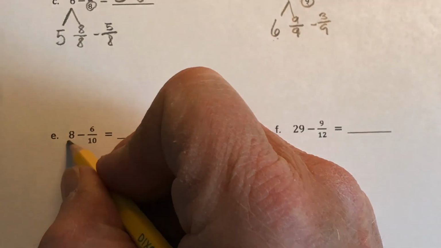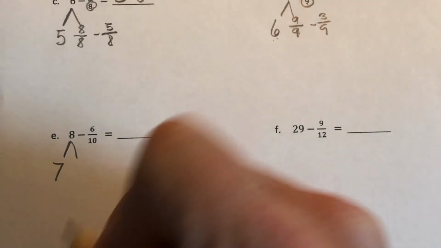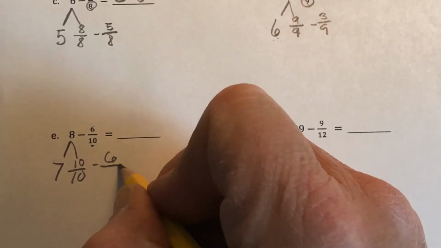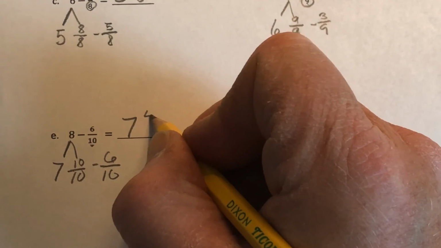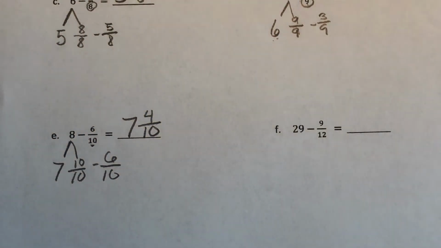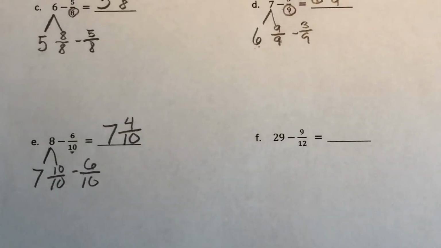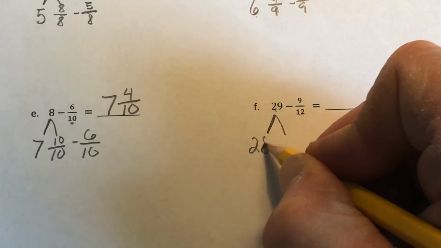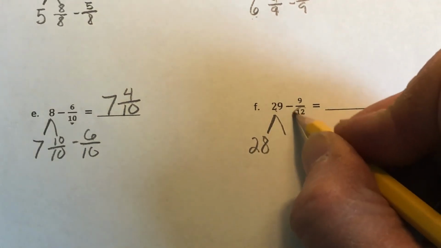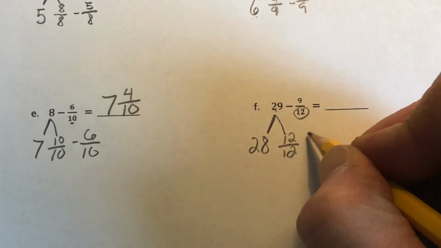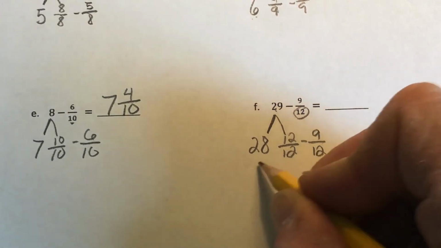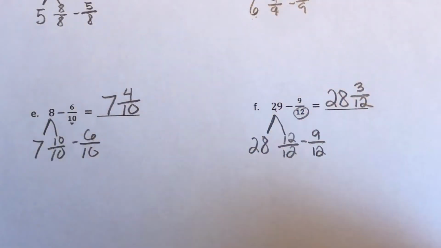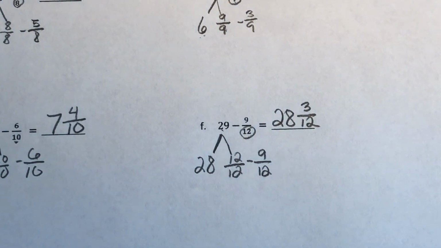And the last row, 8 minus 6/10. So 8 can be split into 7 wholes and 10/10. Okay, so I'll subtract that 6/10, end up with 7 4/10. And look at this one, 29. I think that's going to scare us. Not going to scare us. All right, what's 1 less than 29? It's 28. So I take that 1 and I split it into 12/12. And then I subtract that 9/12 from it. I end up with 28 3/12.